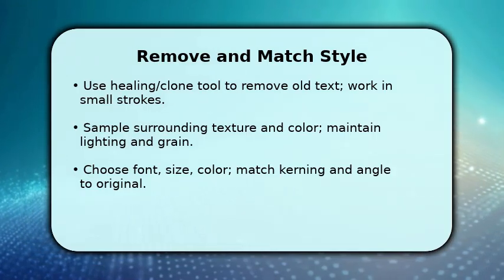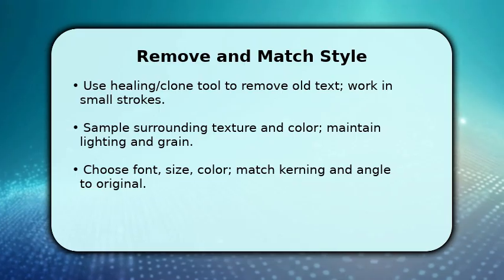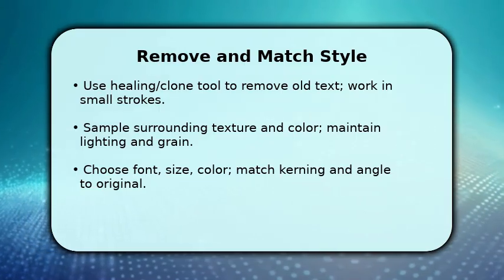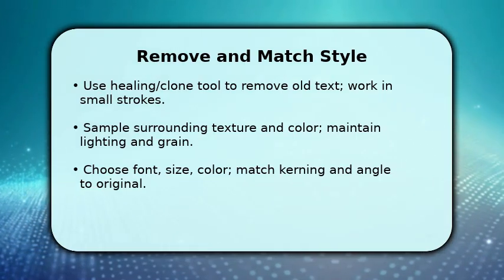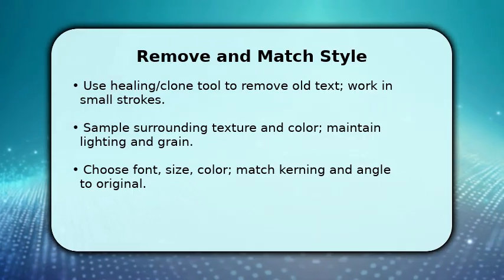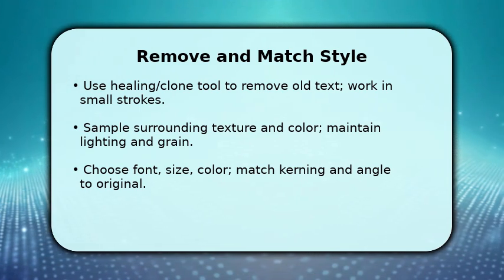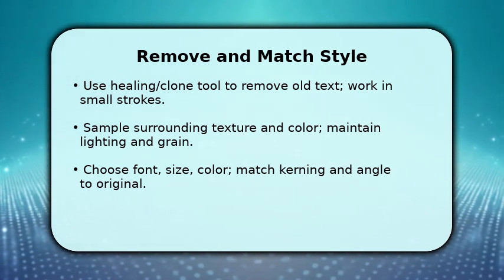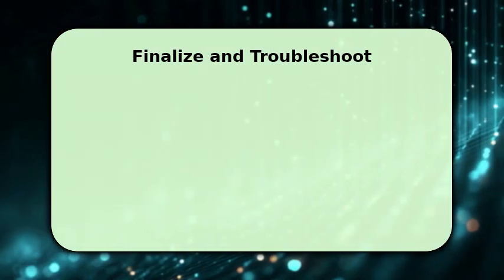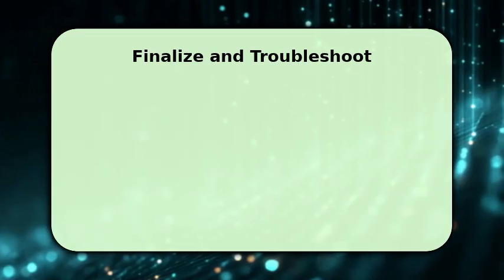If shadows or highlights intersect letters, add a subtle drop shadow or blend mode to mimic original light. Make incremental saves as you refine placement and effects. You finish by comparing the edited image against the original at full zoom and making final color, contrast, and sharpening adjustments so the new text reads naturally.